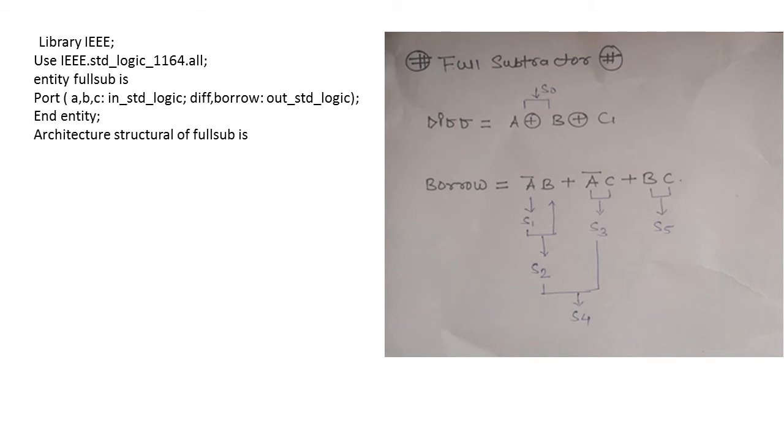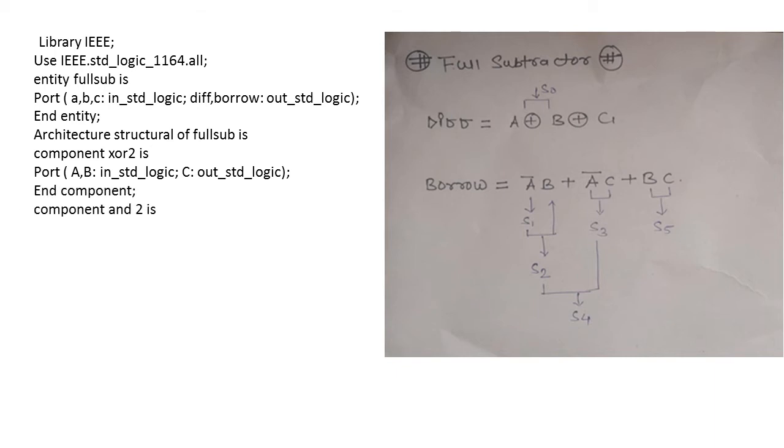Now we'll move on to write the code using the structural style of modeling. So we are writing architecture structure of entity name full_subtractor is. Then we'll start with declaring the components. In this case, we need components like XOR, NOT gate, AND gate, and OR gate. That means we have to declare four components, starting with XOR2.